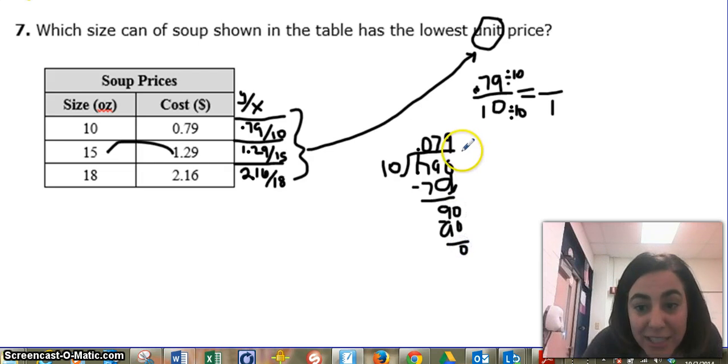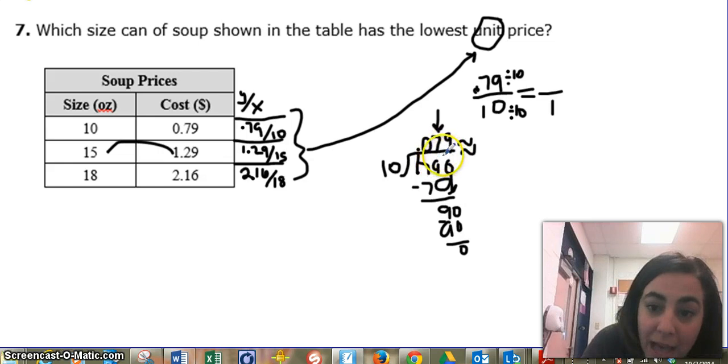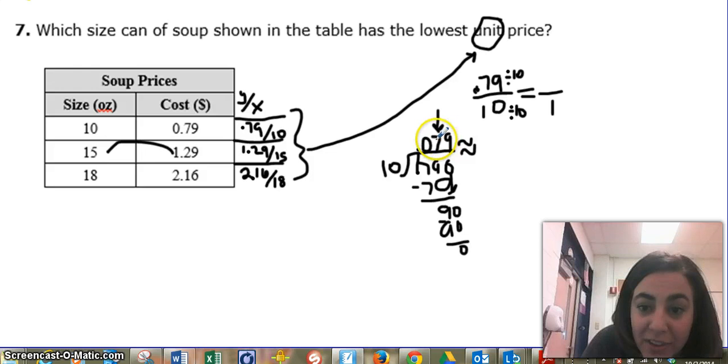So as far as per ounce is concerned, I'm going to have to make it approximately equal. I'm going to have to round. You're going to round to what's called your hundredths position, because that's as far as money goes. I'm going to look at this 9. 9 is 5 or greater, so the 7 will round up, and so it's approximately 8 cents.